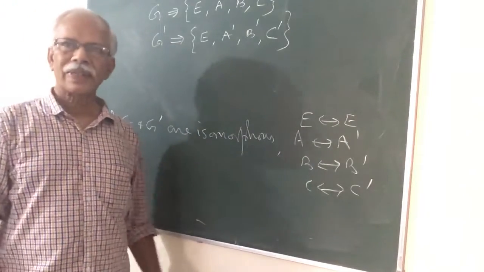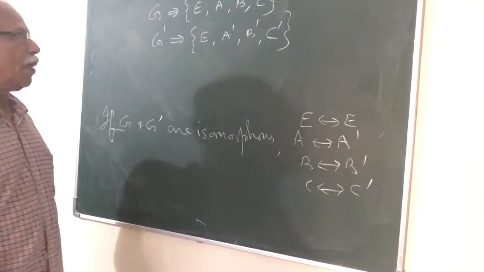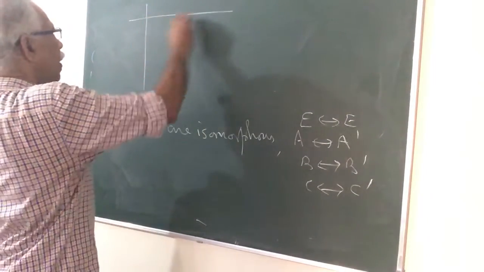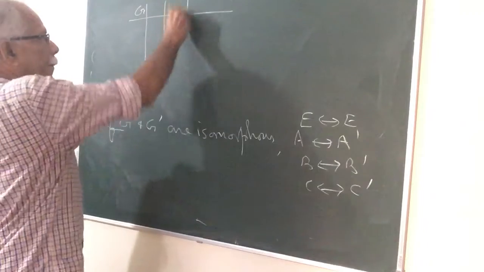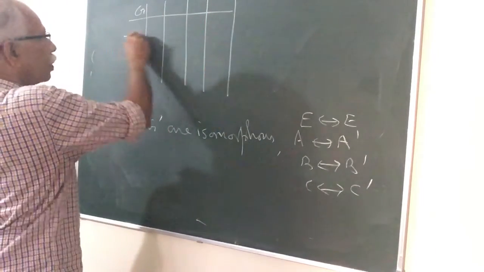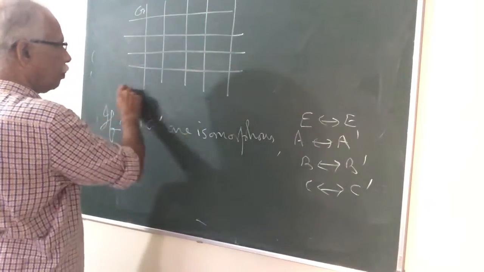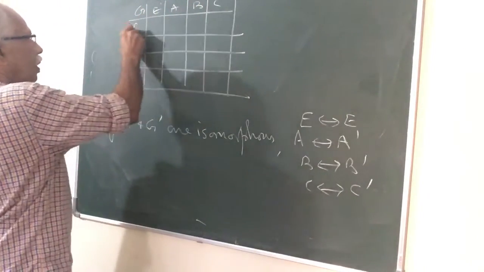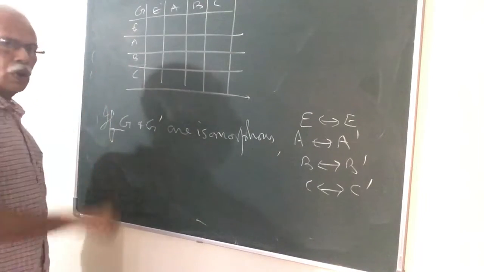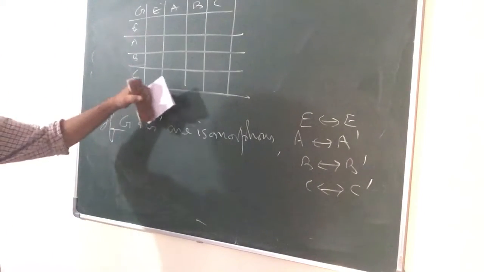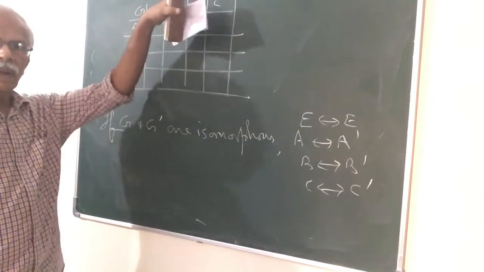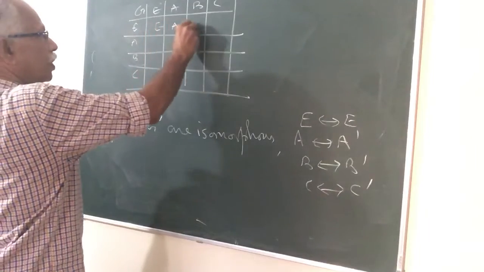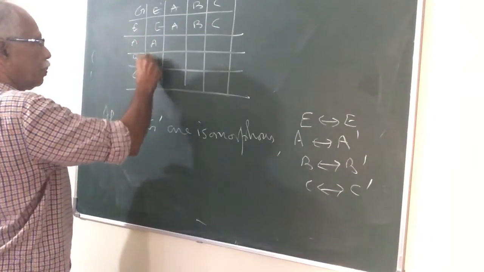This correspondence you can see in the multiplication table as well. Let us write the multiplication table of this abstract group G. E, A, B, C, E, A, B, C, the group multiplication table. In every box, you write the product of column element followed by the row element. The first row is simply a repetition of these. First column is also a repetition.